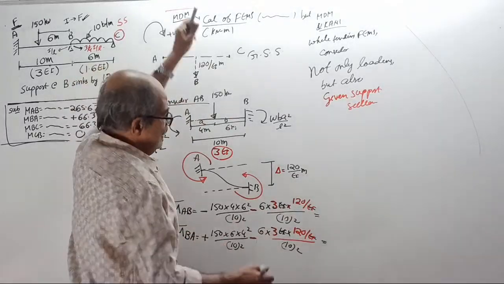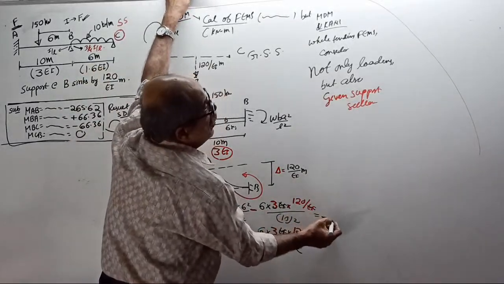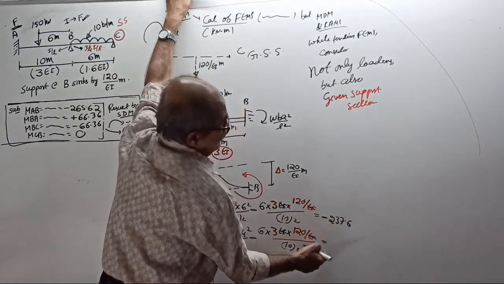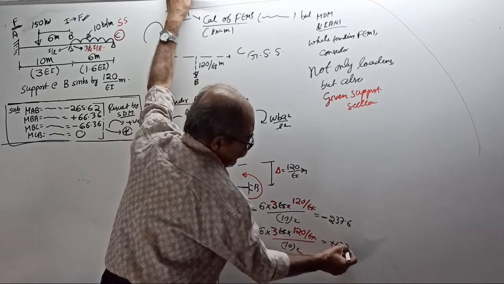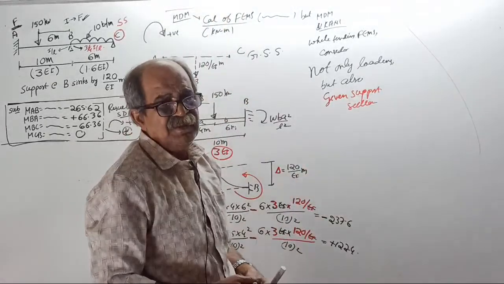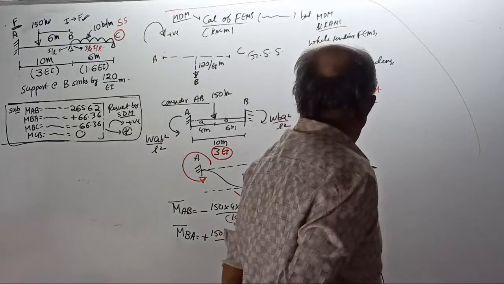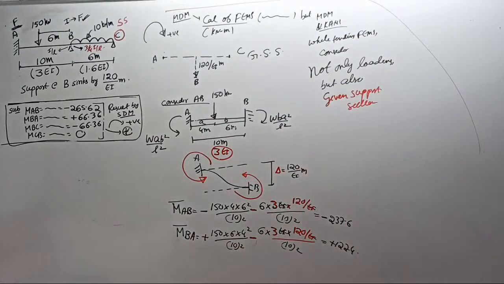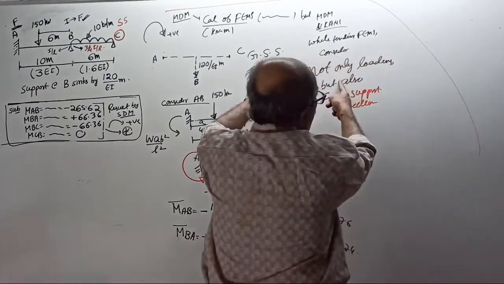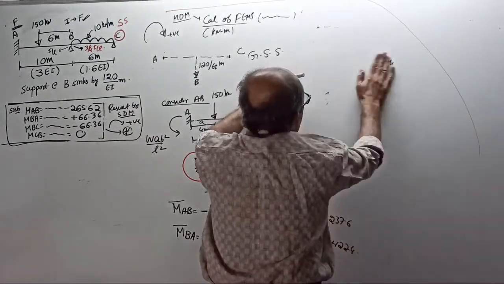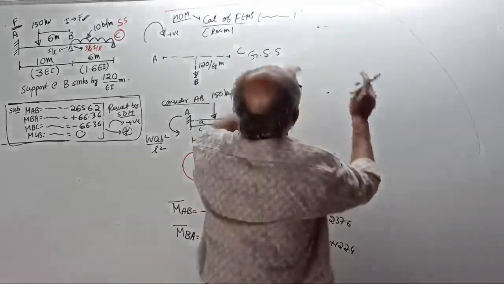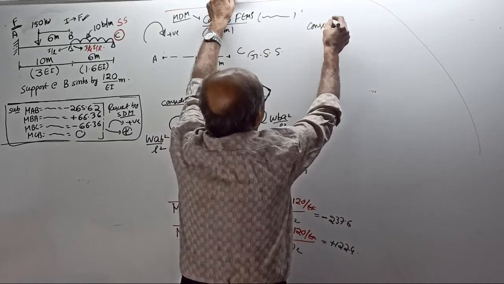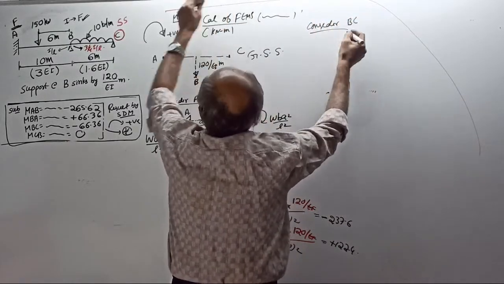Tell the answer fast. Is it minus 237.6 and this is plus 122.4? Correct answer? Minus 237.6, plus 122.4. Correct? Okay, done. Now leave it. This I will remove now. Remember, what I am doing is for both the methods. Then consider BC. Sorry, consider BC.